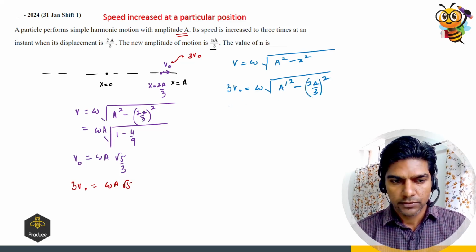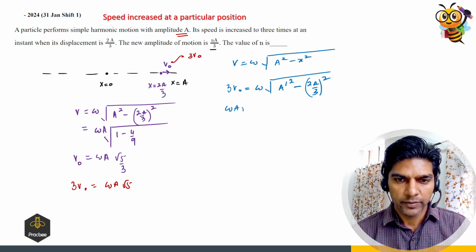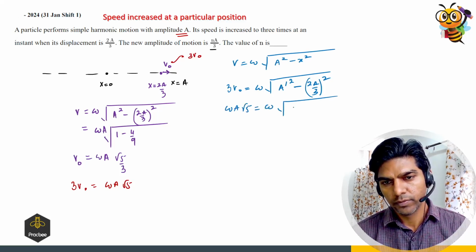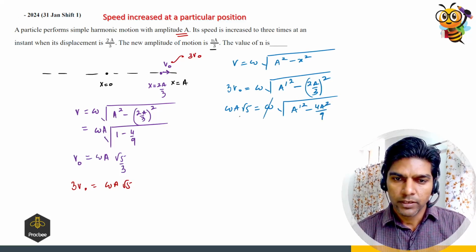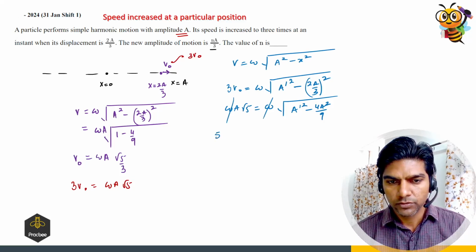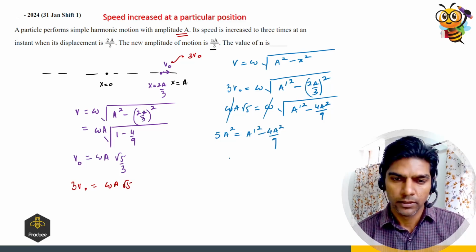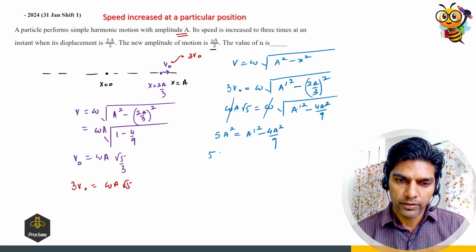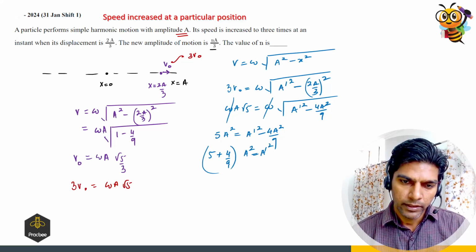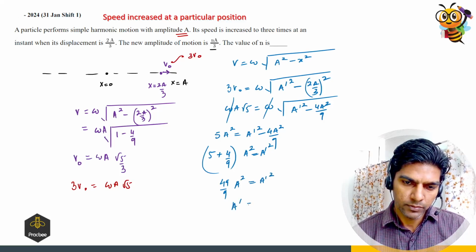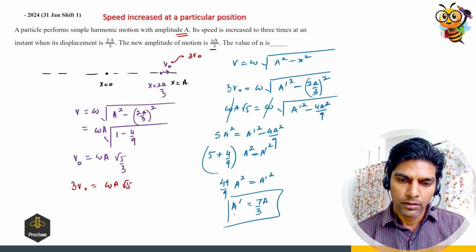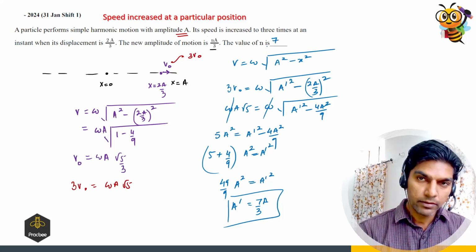Now let us simplify this. So 3v naught is omega a times root 5, and this is omega root of a prime square minus 4a square by 9. Omega will get cancelled out. Let us square on both sides, so that will be 5a square equals a prime square minus 4a square by 9. Now from this we have 5 plus 4 by 9, a square equals a prime square, and that will be 49 by 9, a square equals a prime square. So a prime comes out to be 7 by 3 a. So n is nothing but 7, right?